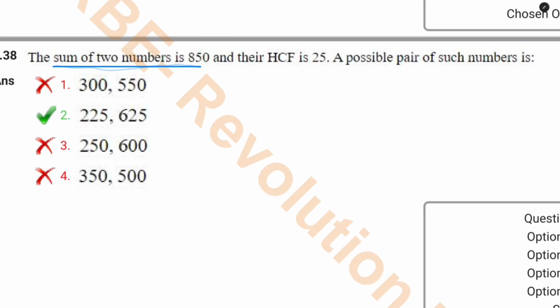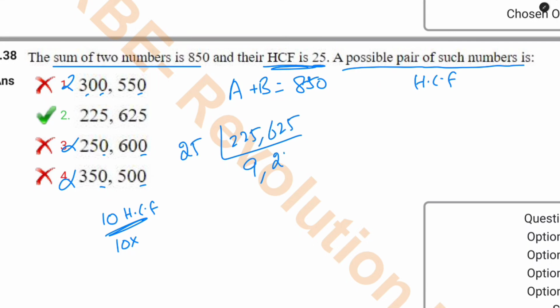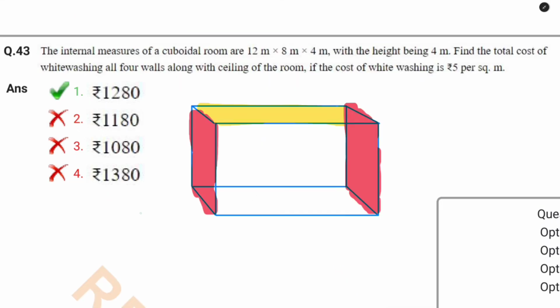Question number. So the sum of two numbers is 850. So a and b, it will be 850. HCF is 25. We have to find the possible pair of such numbers. So if we check the options, every option has a zero as common, so that means 10 will be HCF, and we have to solve the remaining to arrive at it. So 10 into anything, it will never be 25. So these three options are wrong. We will check with 225, 625, 25 9 times, 25 25 times. So there is nothing common here.